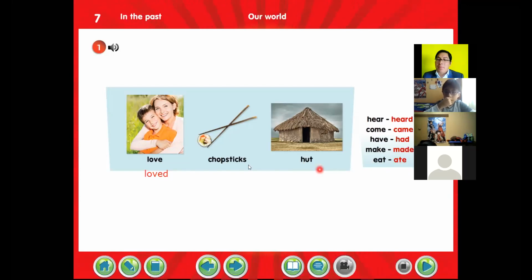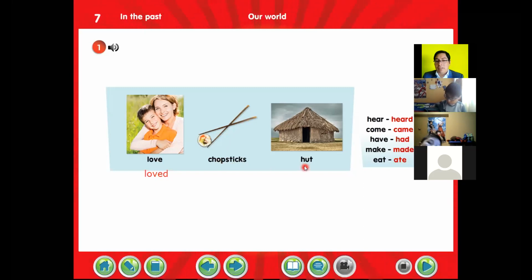Come, came. Good. Please stop here. Love, you know, it's an action. The past of love, loved. Chopsticks is this. For example, the Chinese people, they don't use forks or spoons. They use chopsticks when they eat.